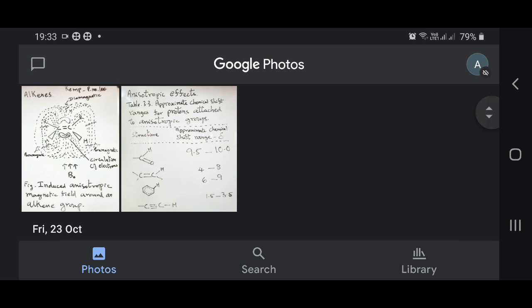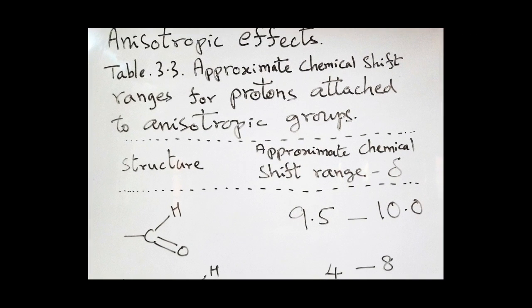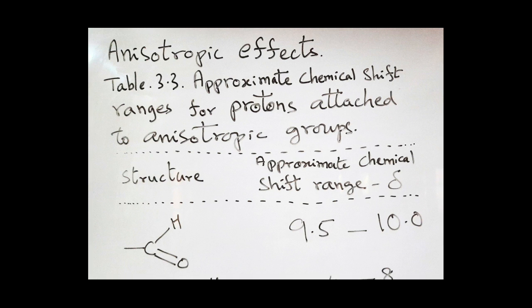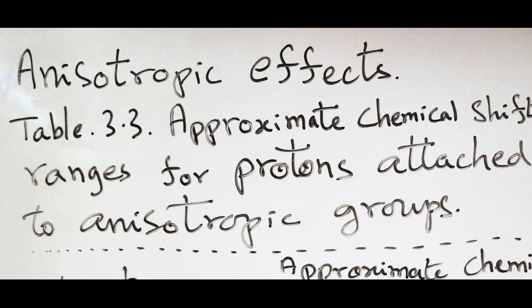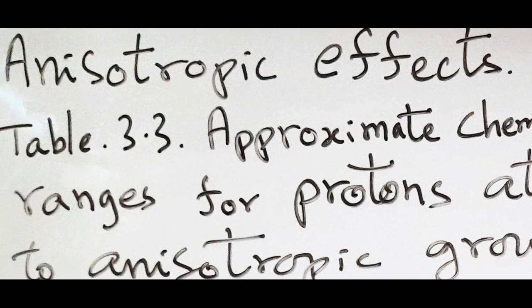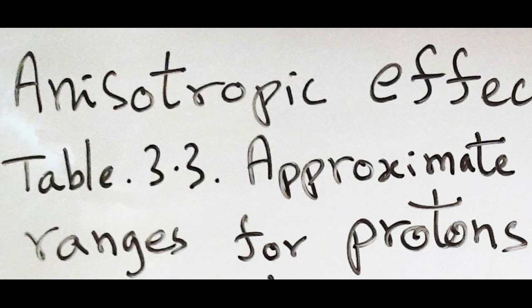Now, let us move to the next important term. See, this is about the anisotropic effects. First of all, you must know the meaning of this word. What is meant by anisotropic effects? Actually, anisotropic, the root word is anisotropy. A-N-I-S-O-T-R-O-P-Y.